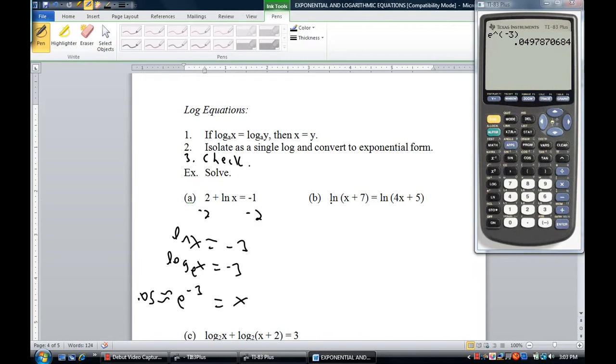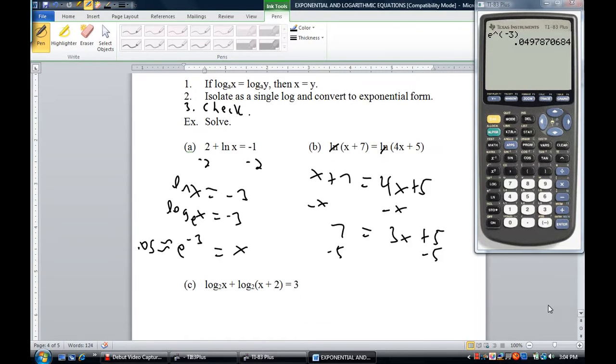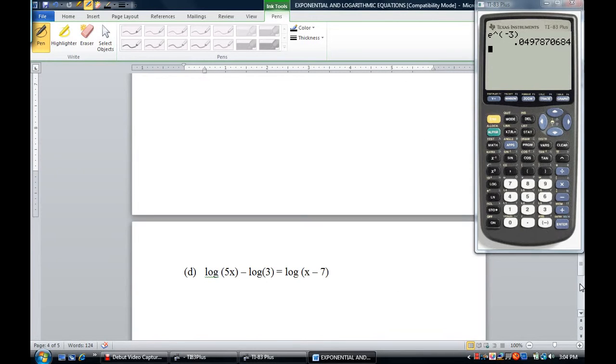Now part B, if you notice, both sides already have the natural logs. And for both sides to be equal, that can only mean that x plus 7 must equal 4x plus 5. In a certain sense, you can think of it as the natural logs canceling out. And now we're going to solve like we normally would. I'm subtracting the x, and hopefully you know how to do this. And then subtract 5. We get 2 equals 3x, and divide by 3. And we're done. x equals 2/3.